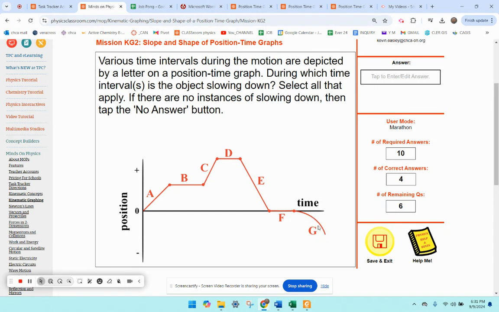And yeah, it is. If you look at a little bit of movement up here to the right, there's not a lot of movement on the y-axis or on the position, but over here, a little bit of movement along the x-axis represents a great big movement in this direction. So here, the object would be speeding up. And so we're going to have to say no answer once again.